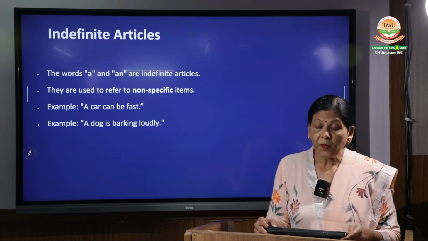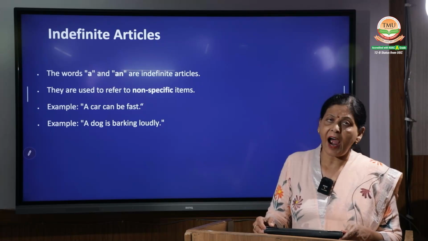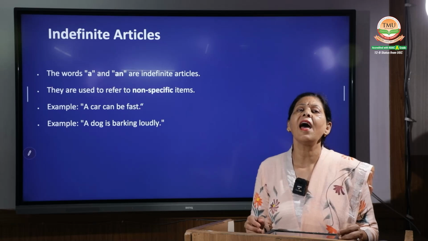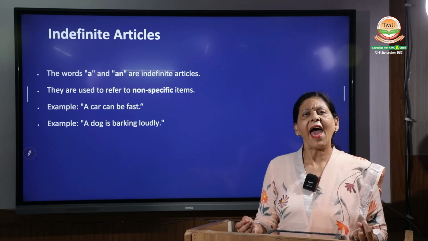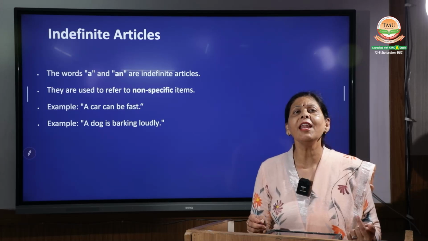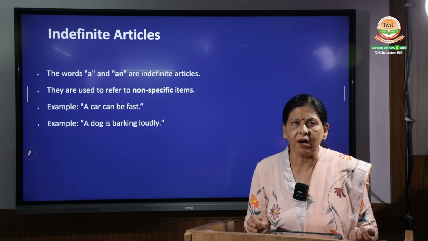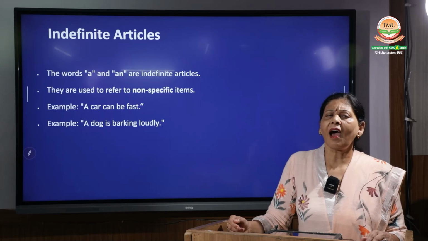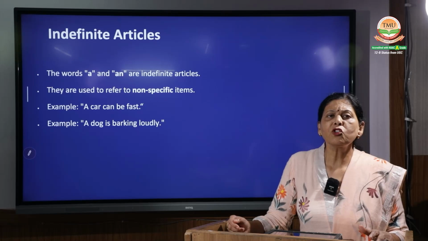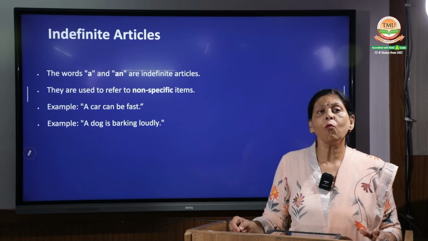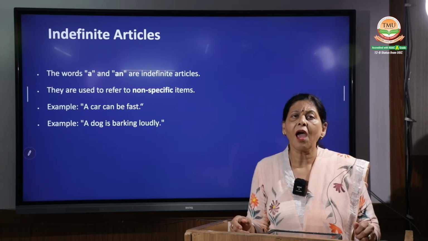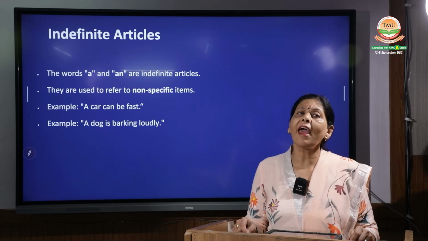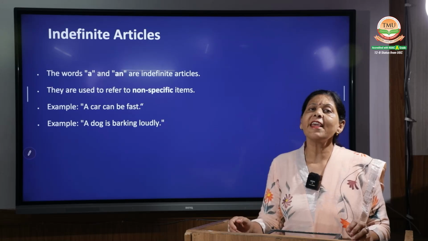Then we discuss indefinite articles. We have discussed earlier also that indefinite articles are a and an. A means one, an also means one. Both of them mean one. They denote one number. I saw a car. I saw a pen on the table. That means I saw one pen. It could be anybody's pen. I saw an egg in the fridge. That means I have seen one egg still there in the fridge. So that is a and an.